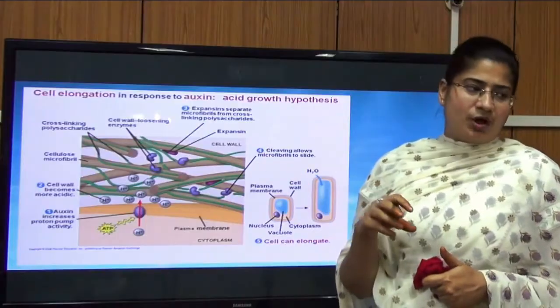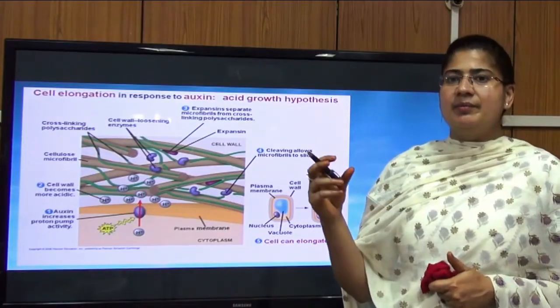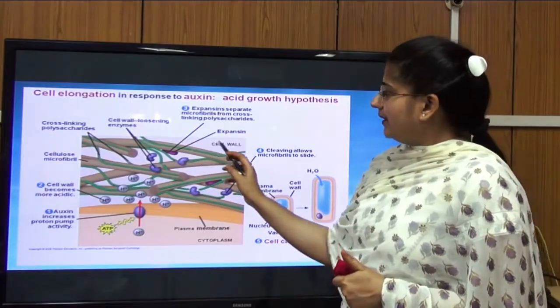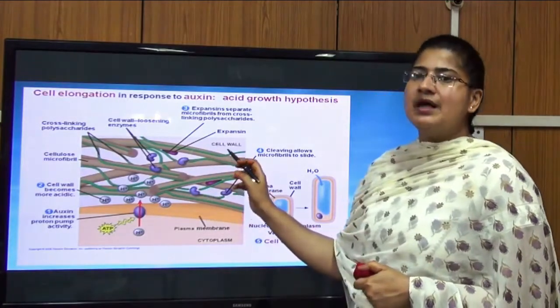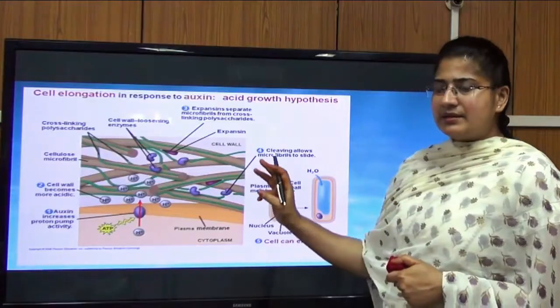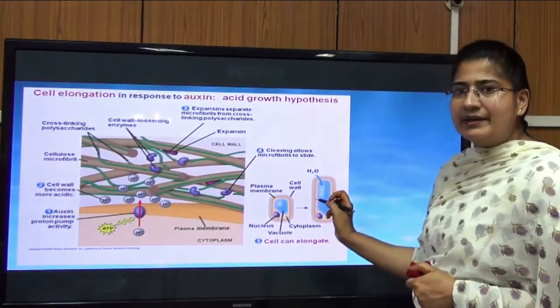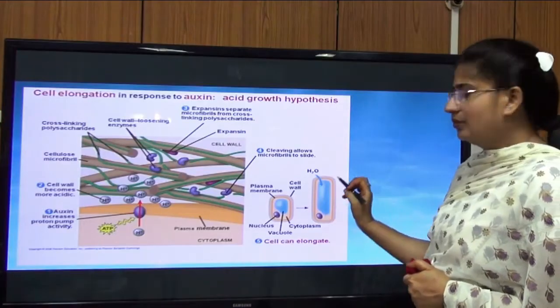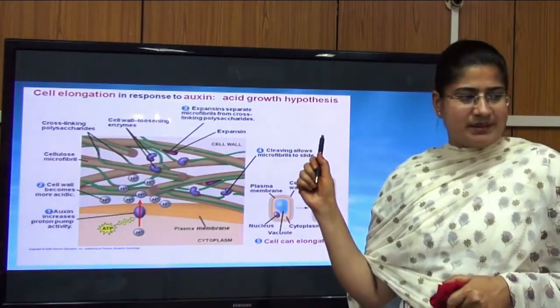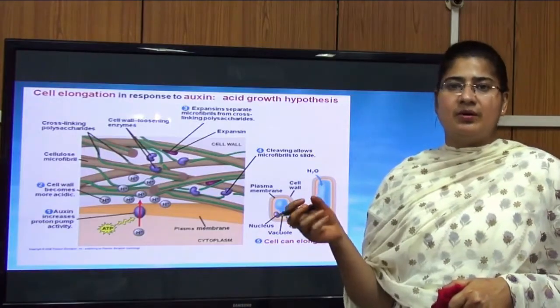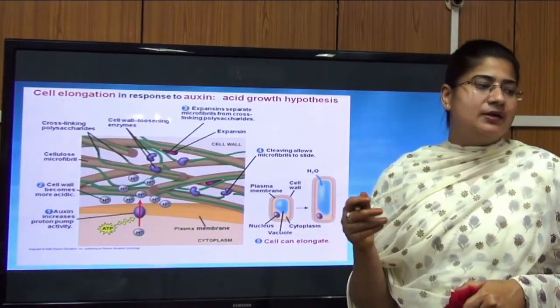So new wall materials will be synthesized and exported to this wall region, and there will be reconstruction of this broken cell wall. As a result of all these three activities, the cell will get elongated or enlarged from small to larger. So this cell elongation, or the effect of auxin on cell elongation, is quite remarkable in the Cucurbitaceae family.